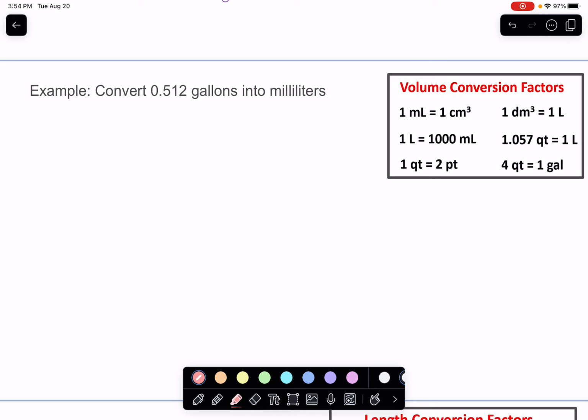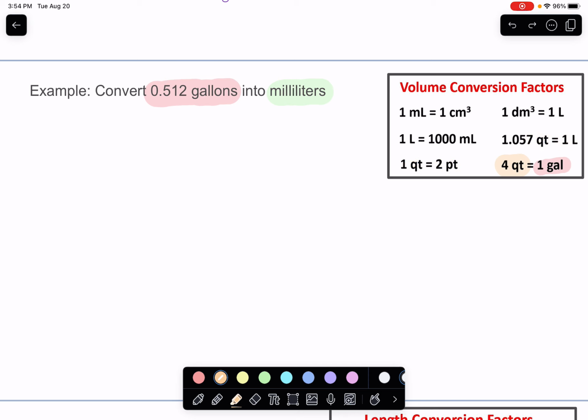So in this problem, I'm trying to change 0.512 gallons into milliliters. That's the goal. So what I'm going to do before I start actually setting up the problem, I'm going to sort of map out how I'm going to do this. So I know looking at this box, one thing I can do is change gallons into quarts. After that, I actually have two options. I can either change quarts into pints, or I can change quarts into liters.